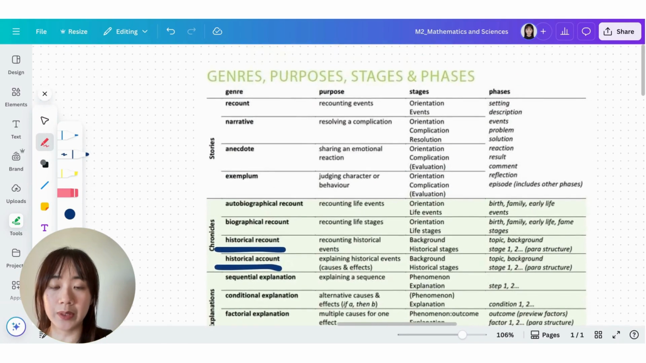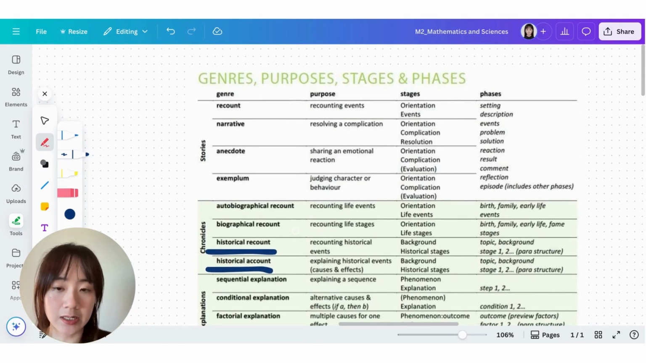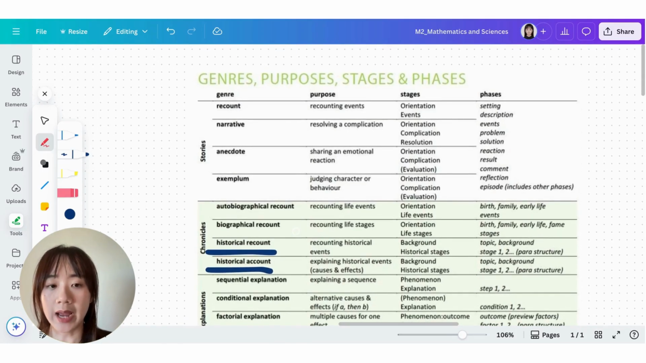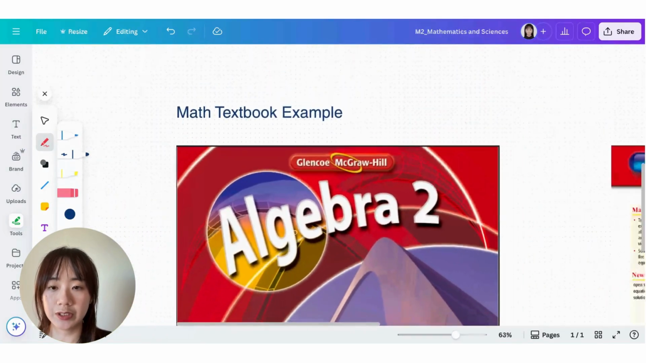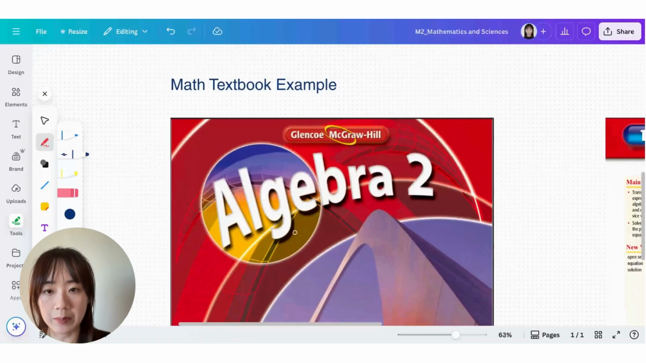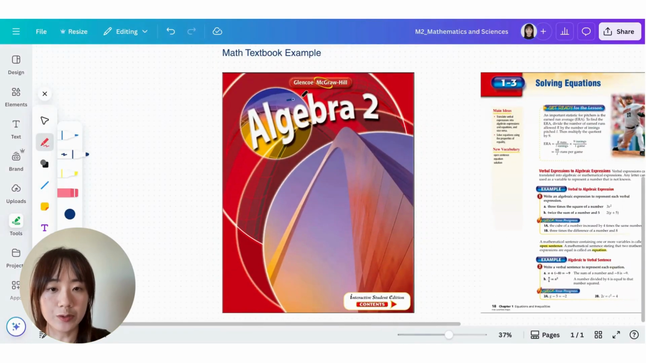And the efforts we put into helping students identify the features of certain genre types can better support them in understanding what keywords may appear in certain types of genres. That's why we, as educators, need to understand the genre types first. And now I'm going to introduce how I apply the genre model to deconstruct the math textbook. The textbook example I use is this Algebra 2.